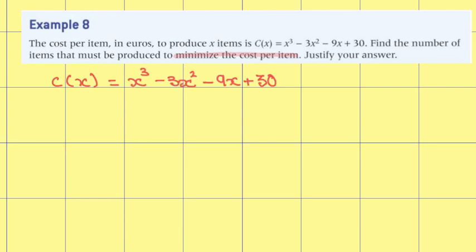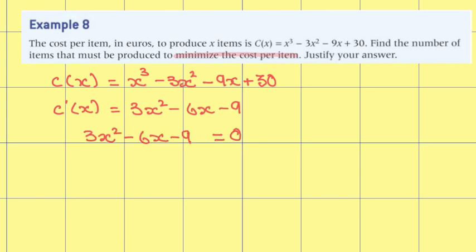We have our equation for the cost of production, C of x equals x cubed minus 3x squared minus 9x plus 30. To find the minimum, we need to find the differential of this equation. When we differentiate C of x, we get C dash of x equals 3x squared minus 6x minus 9. To find the minimum, we need to put our differential equal to 0. So we get 3x squared minus 6x minus 9 is equal to 0.